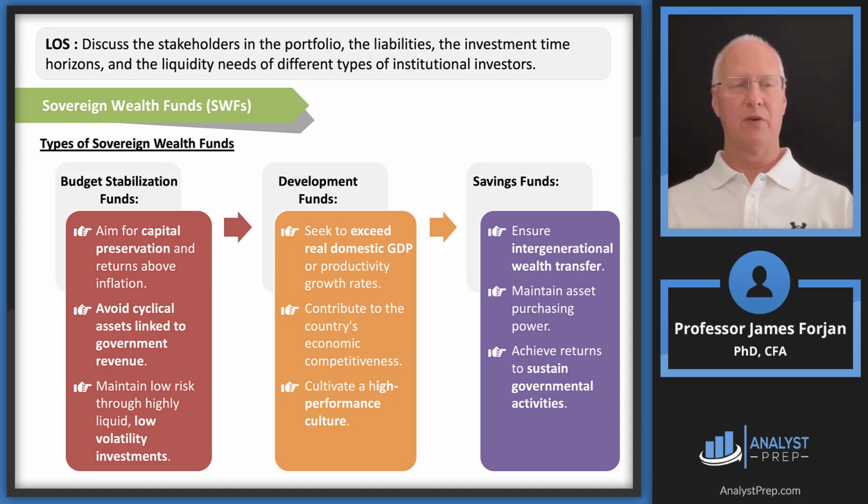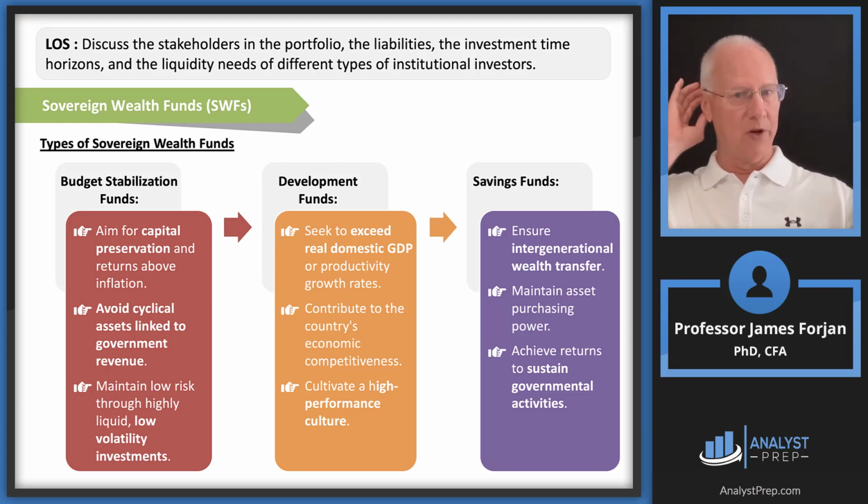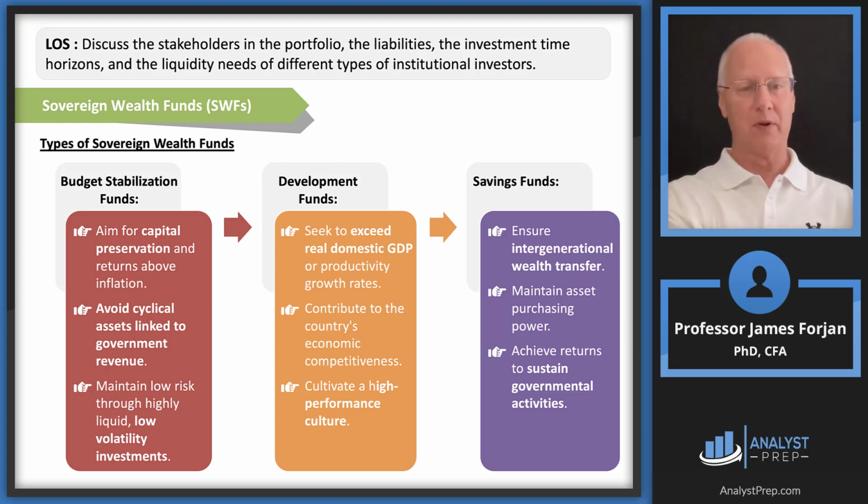Budget stabilization funds. So what does that sound an awful lot like? That sounds an awful lot like here's this fund, and what we want to do is put some capital in here, and we want to preserve that capital, and we want to generate a return above inflation. What this does then is that it detaches cyclical assets from being linked to the government's ability to generate more revenue through a different kind of tax policy. And so this budget stabilization, as you can imagine, will probably have pretty low risk and low volatility investments.